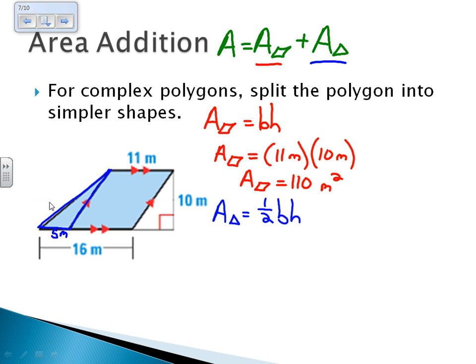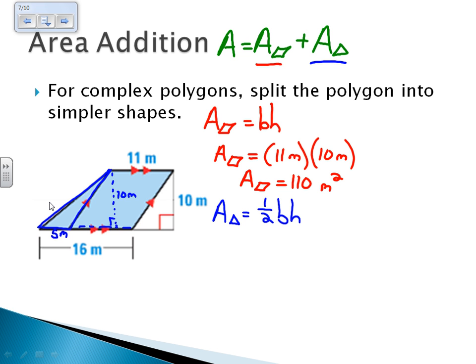What is the height? 10. Do you see the height? Do you agree that that would be the same as if it were right here? So this is also 10 meters. Notice that it's also perpendicular to the base. If we drew this line over, see how it forms the perpendicular lines?